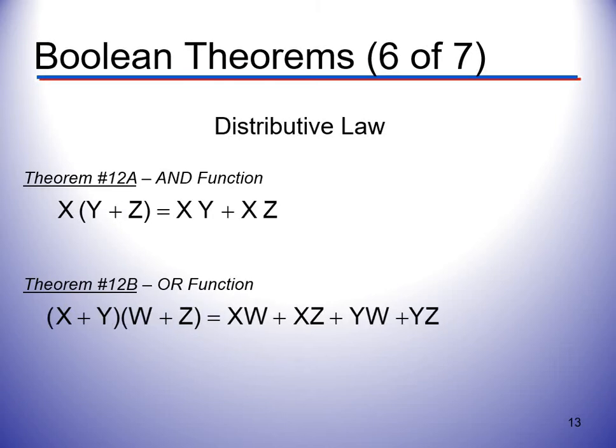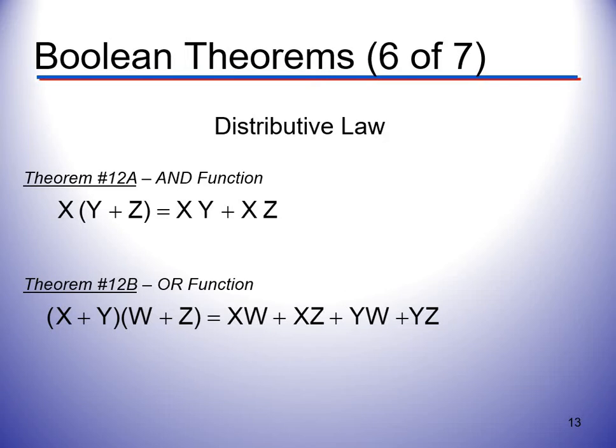This one's an important one, and you should know this from math class. The distribution law, that's number 12a here. When we have anything outside the parentheses, it can distribute into the parentheses. So we have that X has to distribute to the Y and to the Z. So we end up getting X and Y or X and Z.